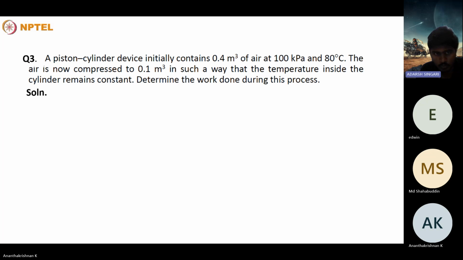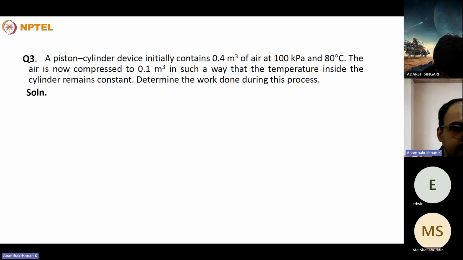55.45 kilojoule. Right. How did you arrive at the solution? Sir, P1 ln P2 by P1. Yeah, right.